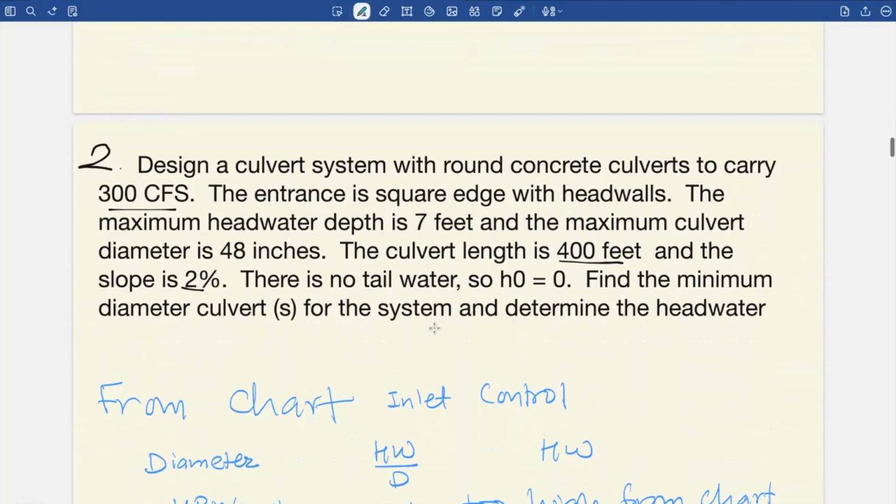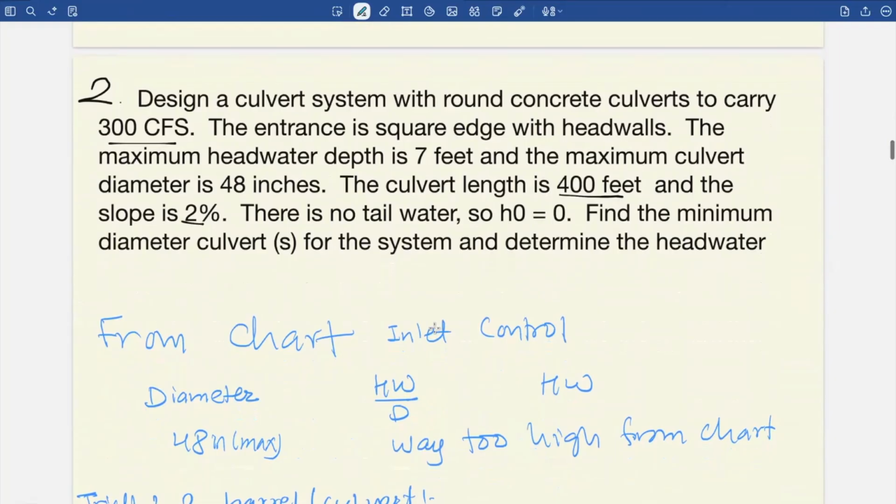So now let's go to problem two, that deals with the culvert design. It asks us to design a round concrete culvert system that can carry 300 CFS. The entrance is square with head walls, a maximum headwater depth of 7 feet, and a maximum diameter of 48 inches as well. The culvert is 400 feet long, slope is 2%, and there is no tailwater. So we can design the culvert using the nomograph.